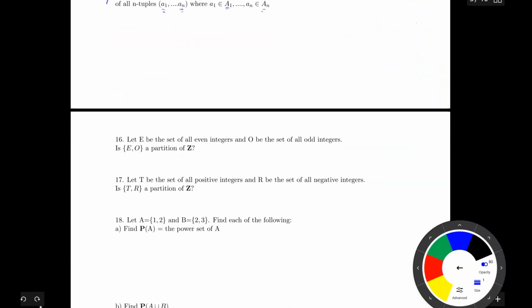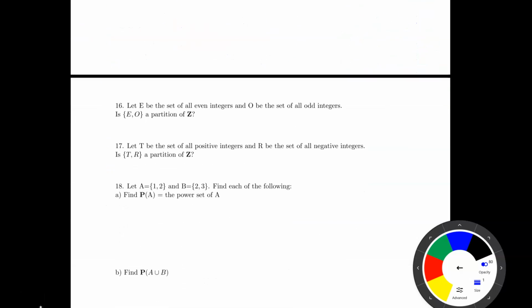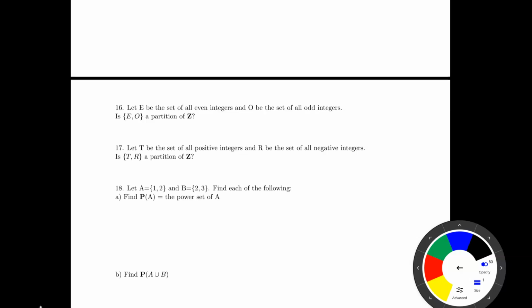Okay, so let's go and play with these definitions and with real live examples. So first off, let E be the set of all even integers. Okay, that's what E is equal to. Let O be the set of all odd integers. Okay, are E and O a partition of all the integers?